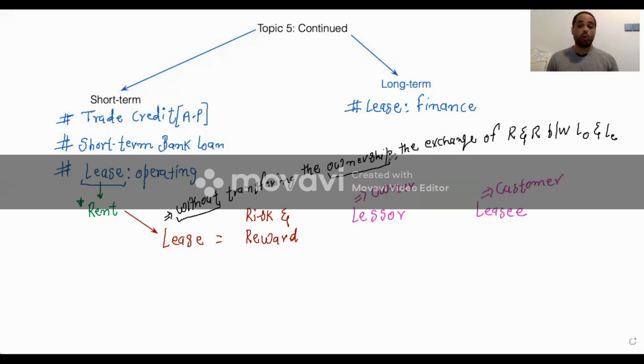Now, let's talk about the types of mergers. There are 3 types of mergers: horizontal, vertical, and conglomerate. Horizontal merger. Second one is vertical merger. And the third type of merger is a conglomerate.